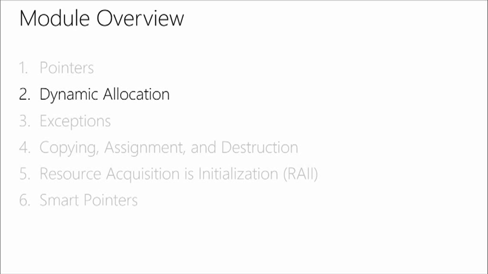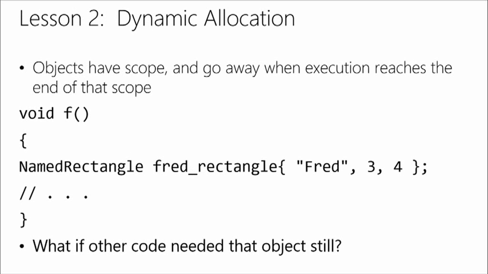But let me show you a reason why you might need pointers. We talked a little bit about lifetime, and dynamic allocation is an extension of that conversation about lifetime. We've been making objects that live in a scope. We're in some function f, we make a named rectangle called Fred Rectangle. It's being initialized. This syntax is going to call the constructor that takes a string and two integers. Great, rectangle is built. When we hit that close brace, this rectangle goes away. We showed you that first with integers, but it's just as true with objects as with anything else.